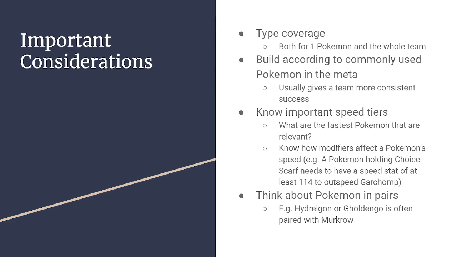Really quick, one example I remember reading about: in 2014, Kangaskhan was a really good Pokemon, but it got phased out by Mega Mawile. But in 2015, Kangaskhan just became the unquestioned king because it got paired with Landorus Therian form, and that combination was really good. So that's why it's really important to be thinking in pairs.